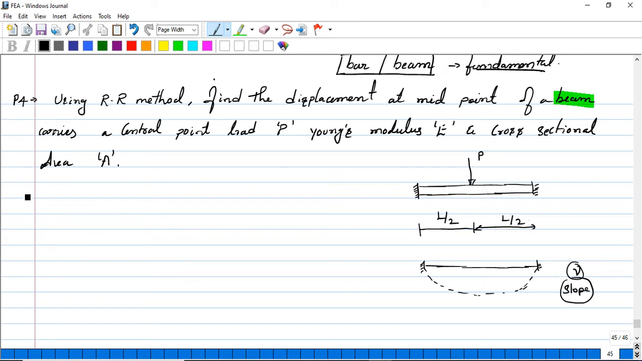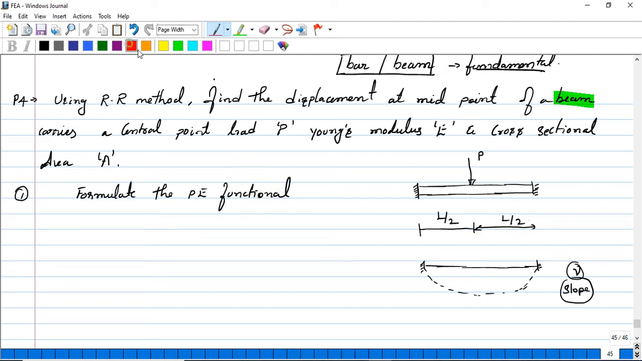So what is the first step? As you all know, the first step in the RR method is to formulate the potential energy functional. Let me write that: formulate the potential energy functional. This will be the first step.